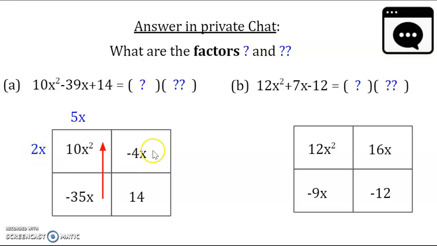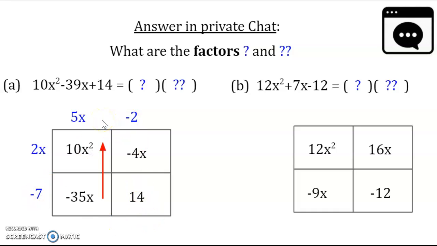And then you can figure out what number I should put here. 2x times what is negative 4x? It's negative 2. Now finally, the last number: 5x times what is negative 35x? It's going to be negative 7. Then you do want to check the last box. Negative 2 times negative 7 is positive 14.